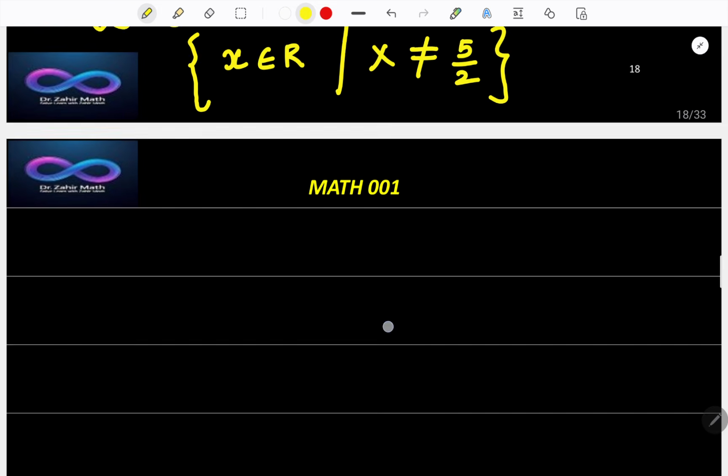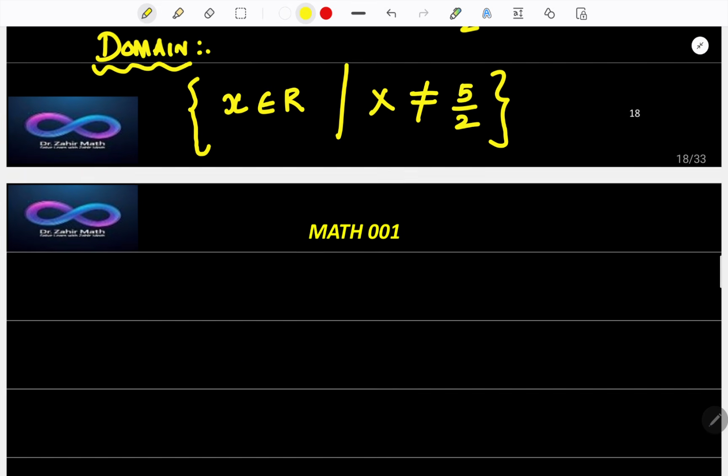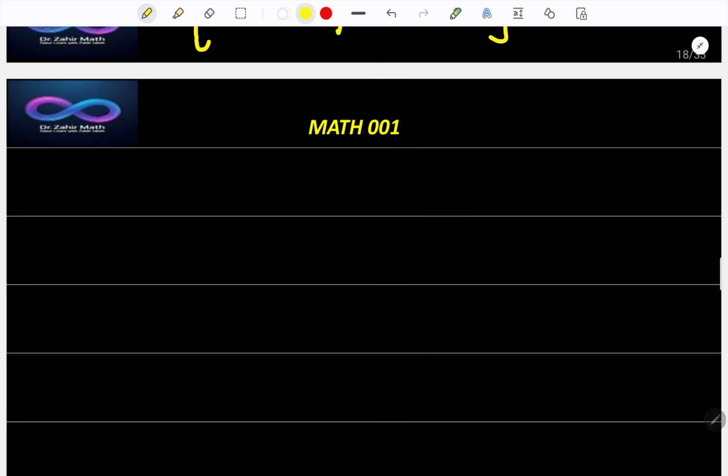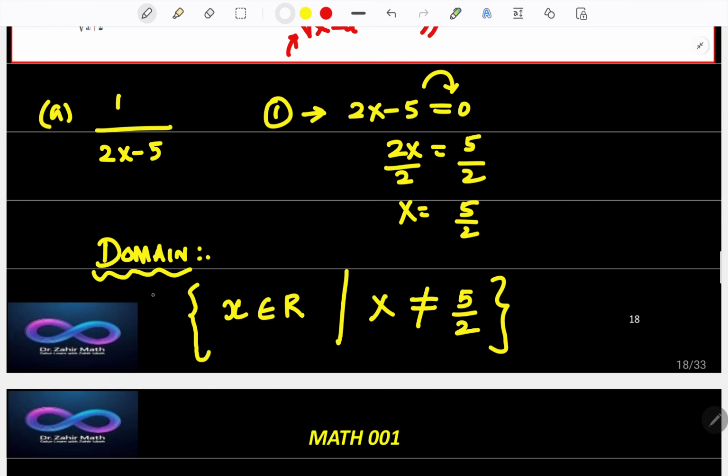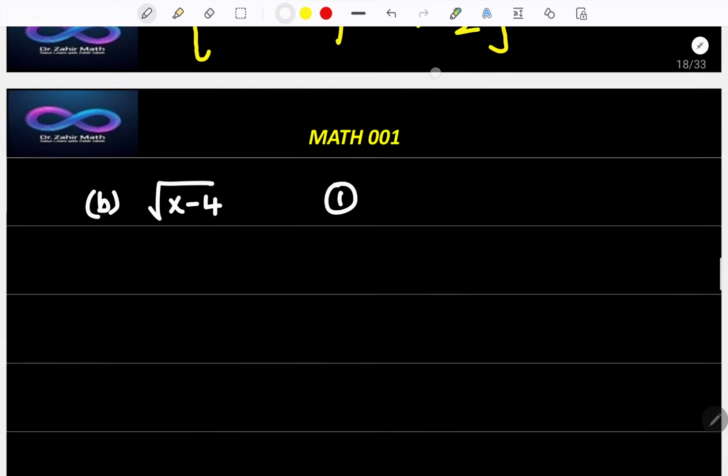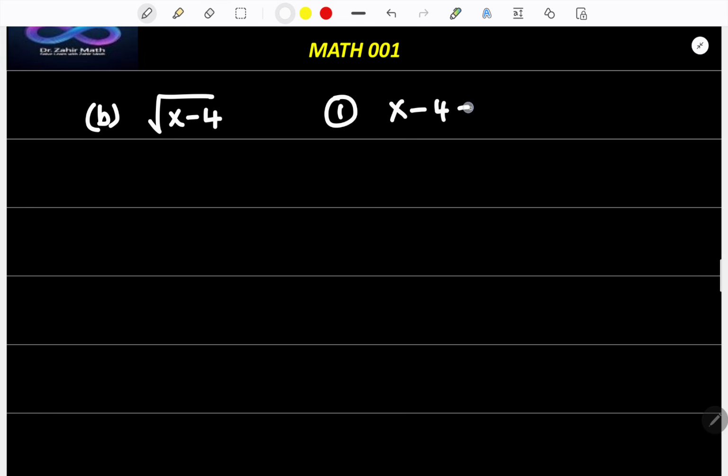The next question is square root of x minus 4. So B question is square root of x minus 4. Step number 1, I write step number 1. This is step number 2. Step number 1 is x minus 4 equal to 0. x is equal to what? 4. Now step number 2 is what?